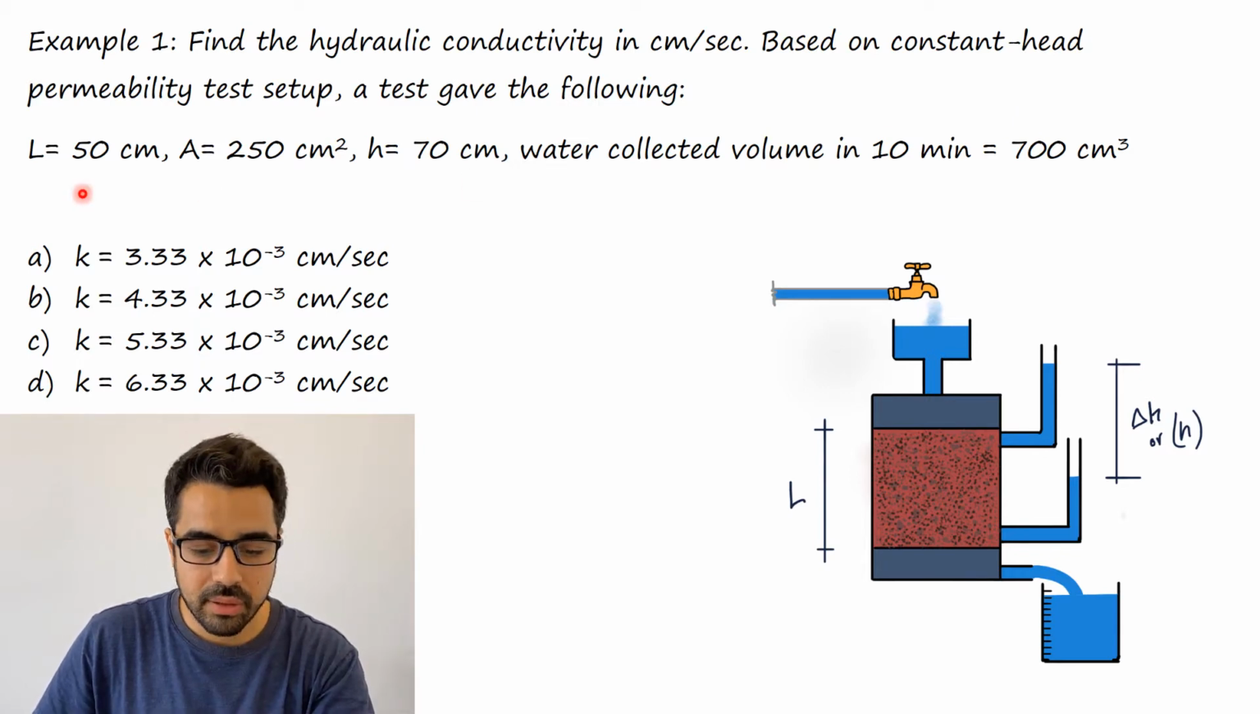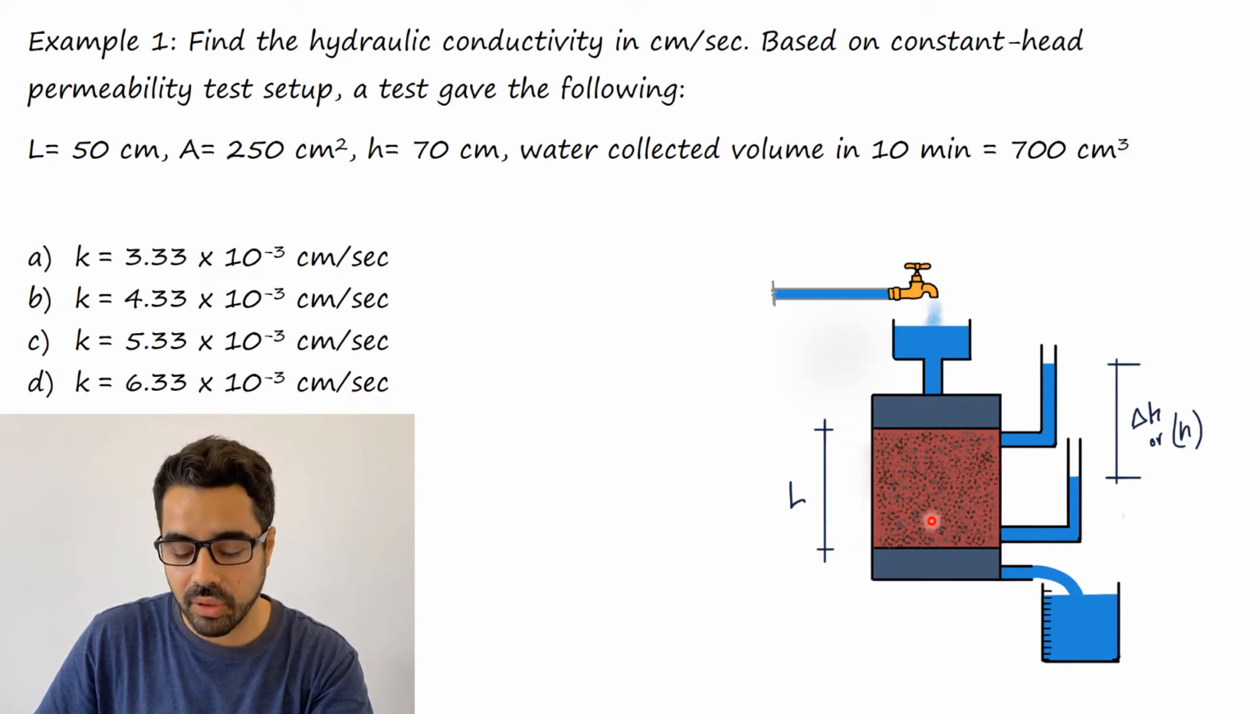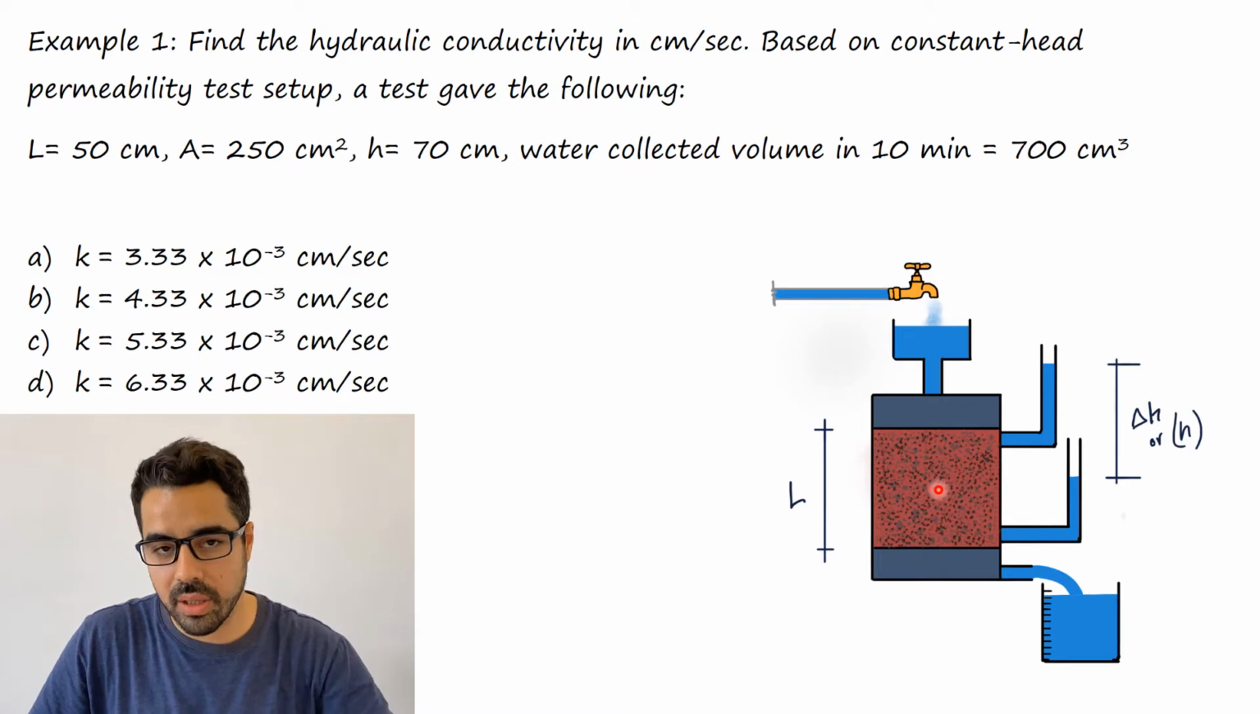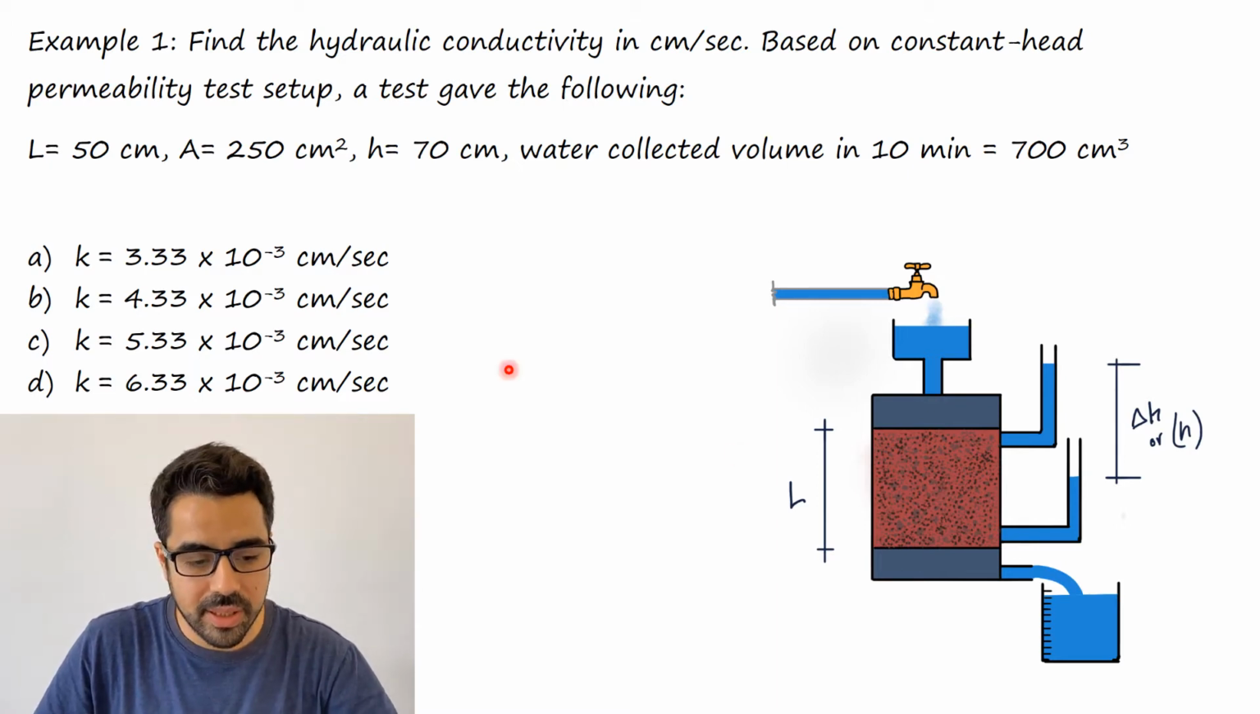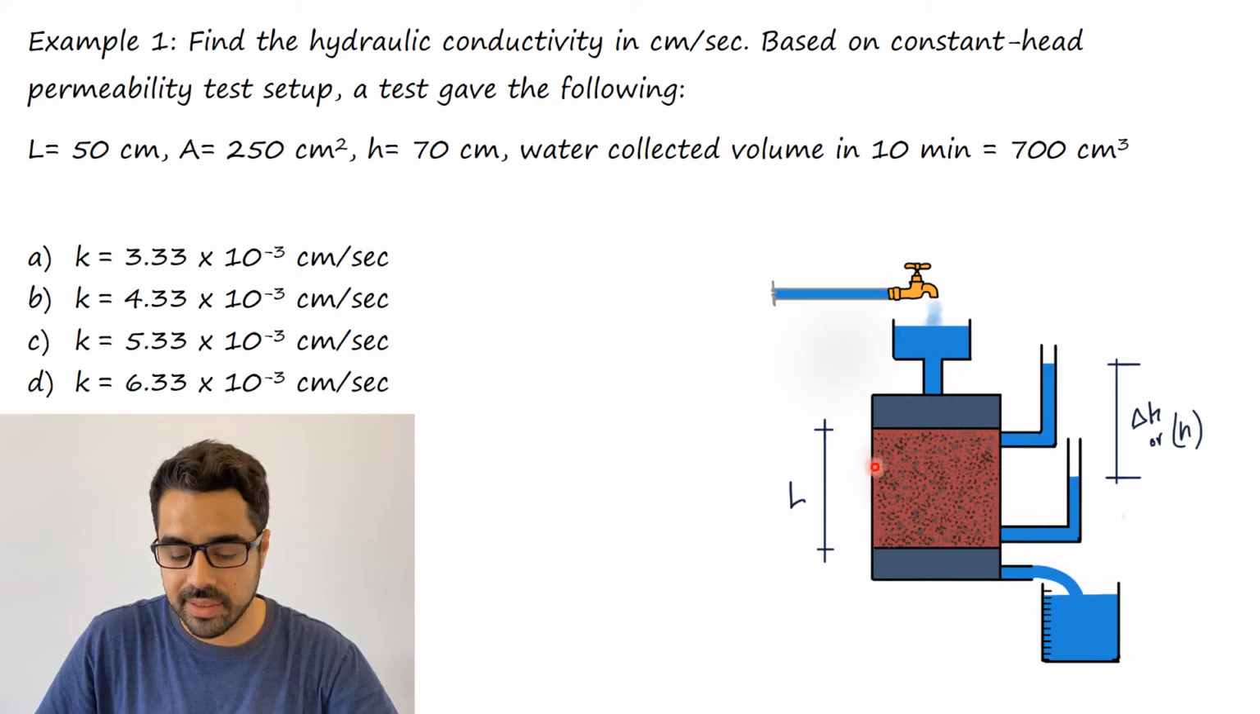Also the parameters are given. L is 50 centimeter, basically the length of the soil specimen. This is the red one, the soil specimen. A is 250 centimeter squared, the area. What area? The cross-sectional area of the soil specimen. H, or sometimes called delta H, is the difference in the piezometric pressure reading.